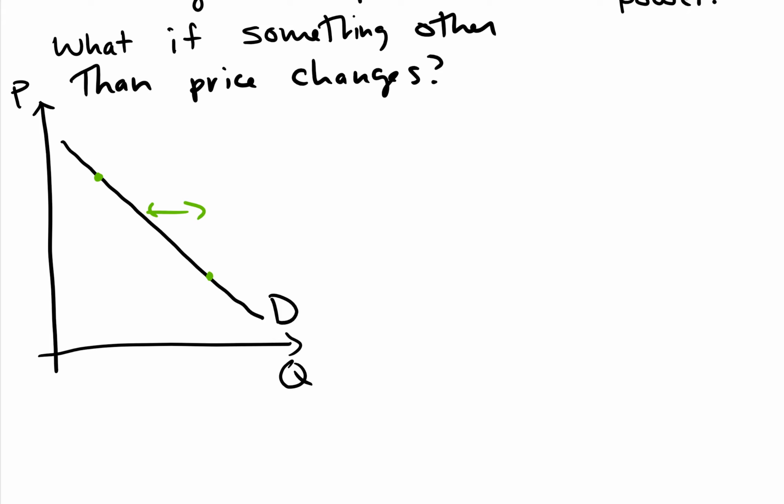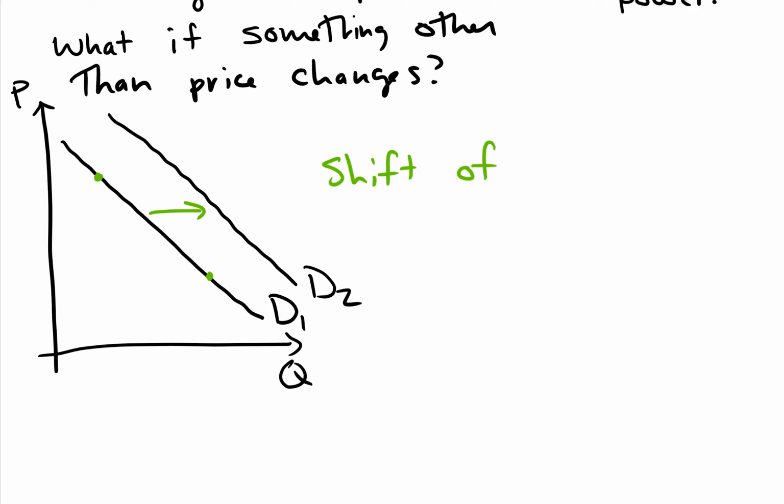So a shift will go, for example, from D1 to D2, just as an example. This is a shift of the demand curve, and a shift in the demand curve is caused by something else besides the price changing. In this case, this is an increase going from D1 to D2. It means that at the same price, like say this price, they now want to buy more. So even though the price didn't change, people want to buy more.